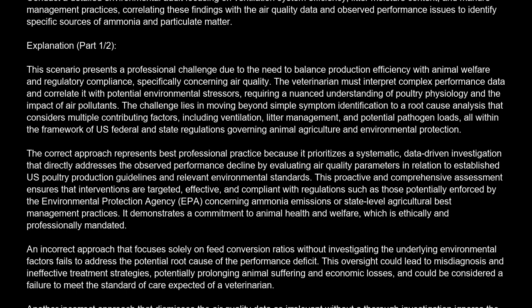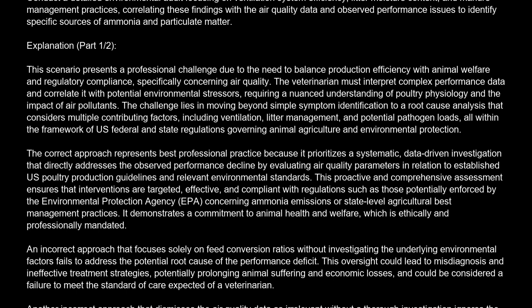particulate matter. Explanation. This scenario presents a professional challenge due to the need to balance production efficiency with animal welfare and regulatory compliance, specifically concerning air quality. The veterinarian must interpret complex performance data and correlate it with potential environmental stressors, requiring a nuanced understanding of poultry physiology and the impact of air pollutants.